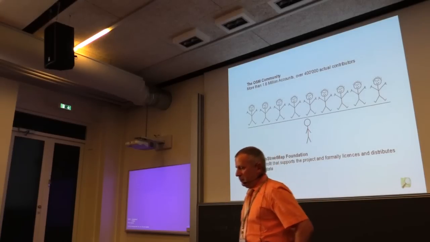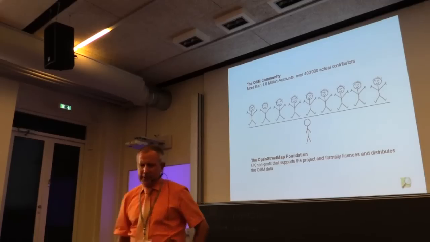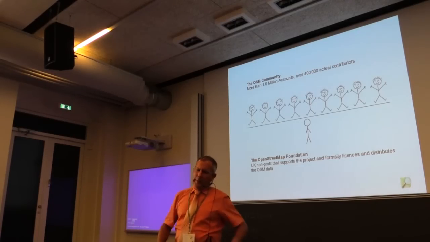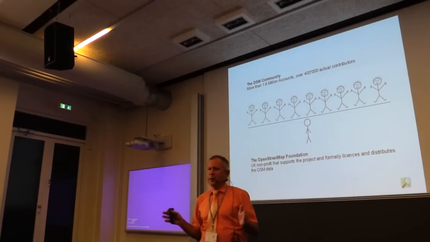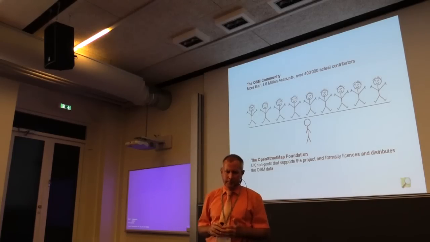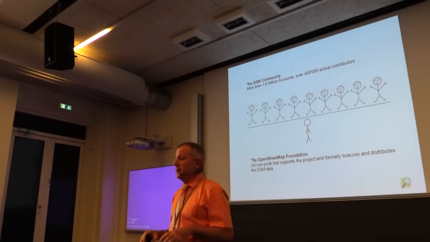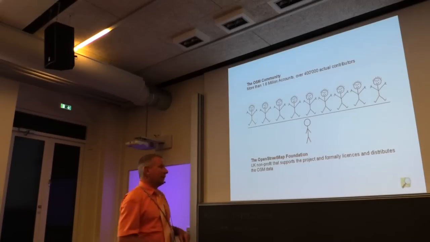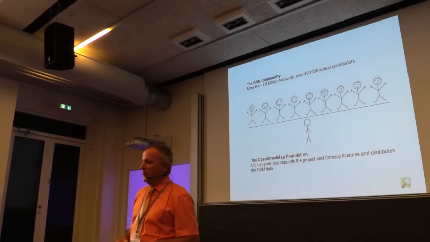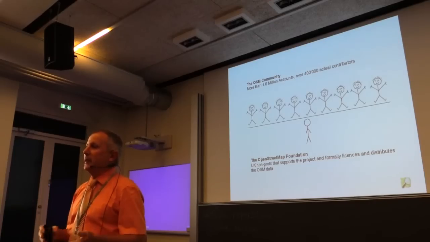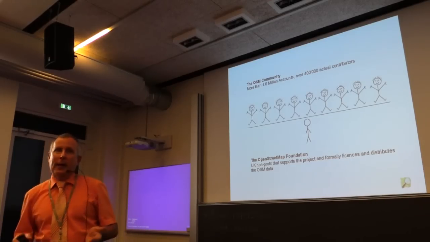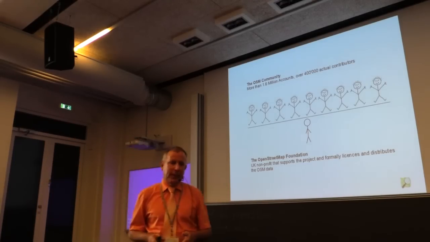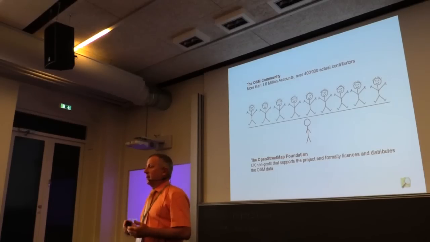Now, how many are we? There's about 1.6 million accounts on our central system, and about 400,000 people have actually contributed to our data. The OSM community is the important thing. The OSMF is this thing down here. What we do is that we support the project, we run the infrastructure, and we are the formal licensor of the data. It's a purely volunteer-run organization.